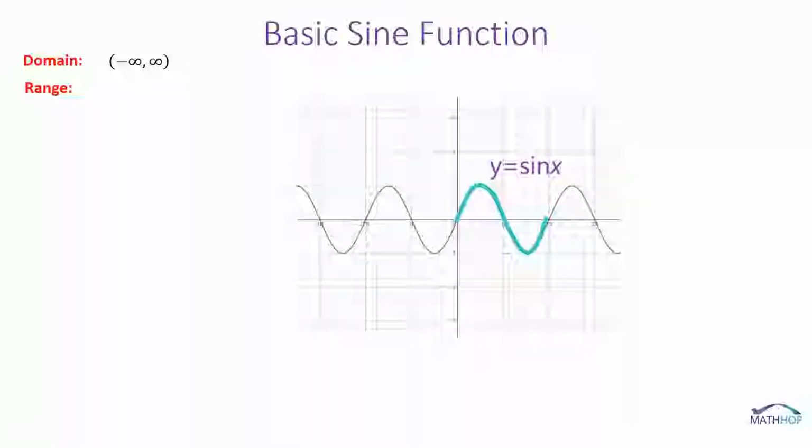What is the range? Clearly, the range is not going to be negative infinity to infinity. We can see that the highest output we can see here is 1. And the lowest is negative 1. So the range for the parent sine function is negative 1 to 1.